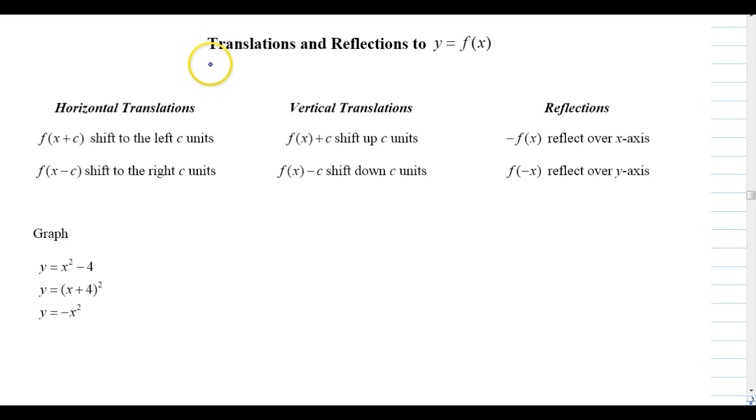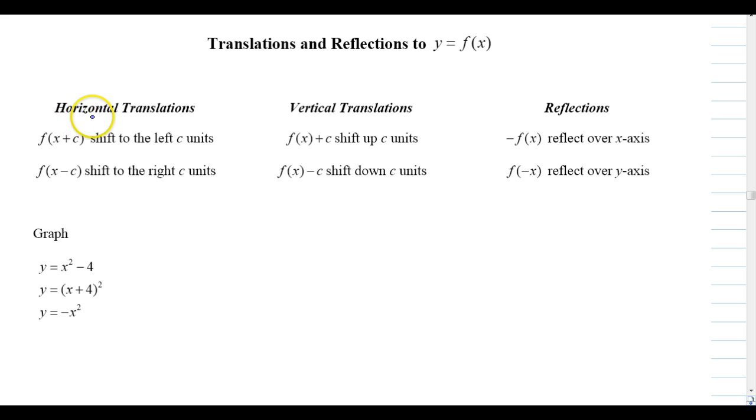Alright, so hopefully you went ahead and memorized all of those 14 basic functions, because now we're going to translate and reflect each of them. So let's say we're given some original function f of x. Translations to the graph means that we shift it either left or right, it's a horizontal translation, or up or down, that's a vertical translation.